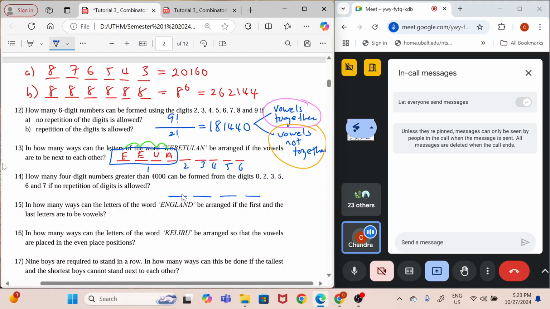Okay, so greater than 4000 means this first number must be 4 and above. The first number here must be greater or equal to 4. So how many numbers greater than 4 here? Greater than 4000 means it can start with 4. 4100 is also greater than 4000, but since we don't have 4 here, we choose 5, 6, 7. So the first number, how many options do we have? First number must be taken out of which three numbers? These three numbers are 5, 7 or 6. So any of the three numbers can be the first number.